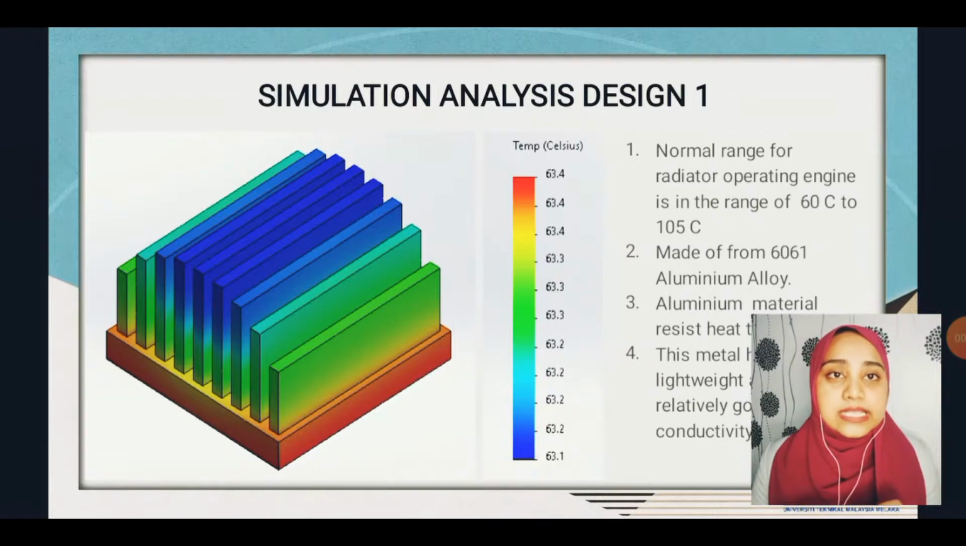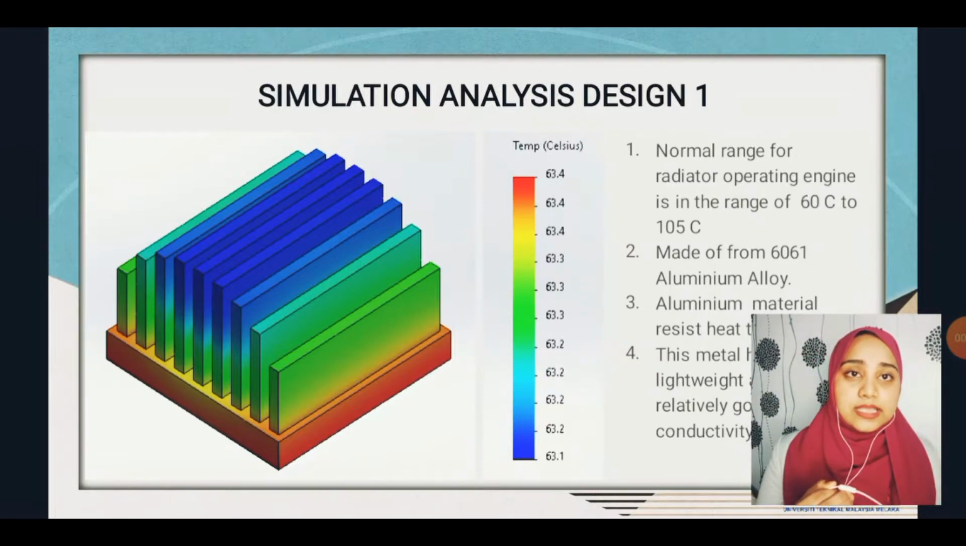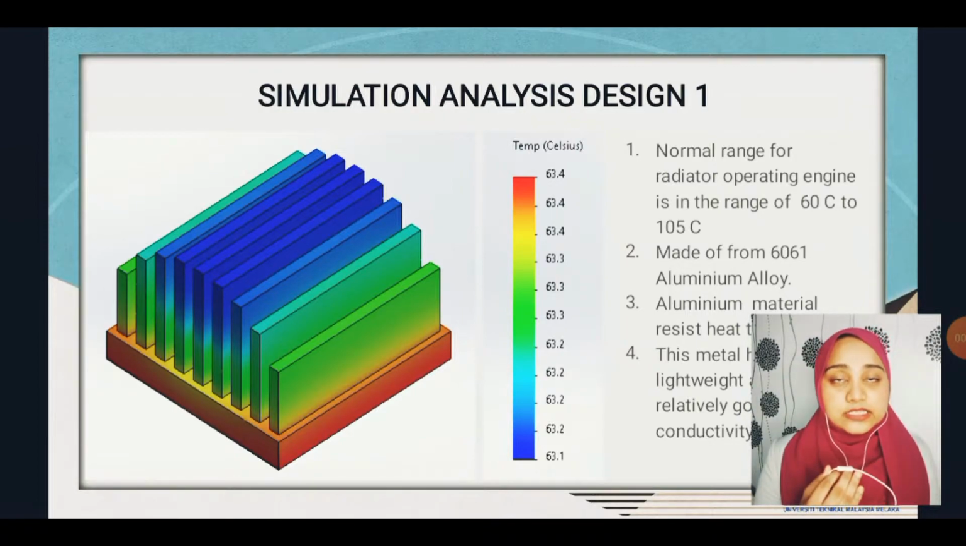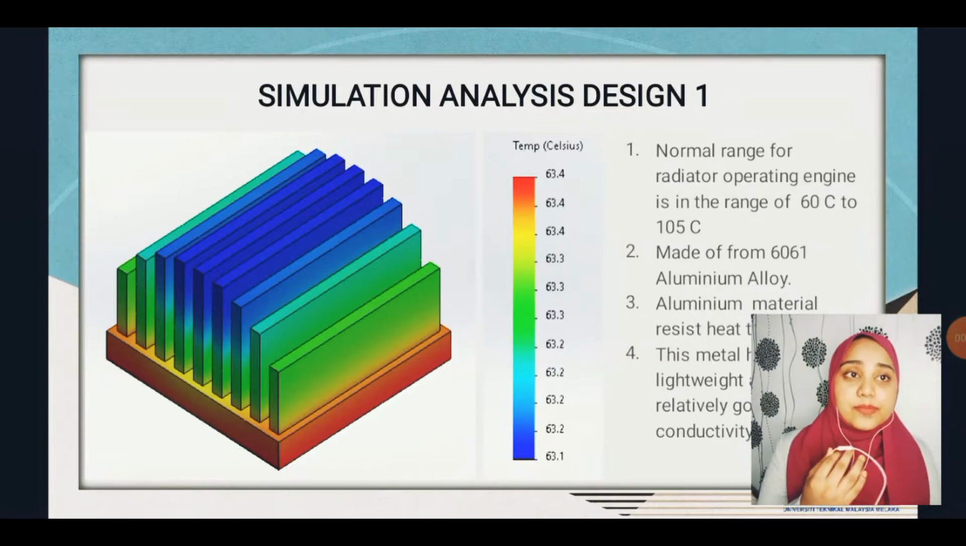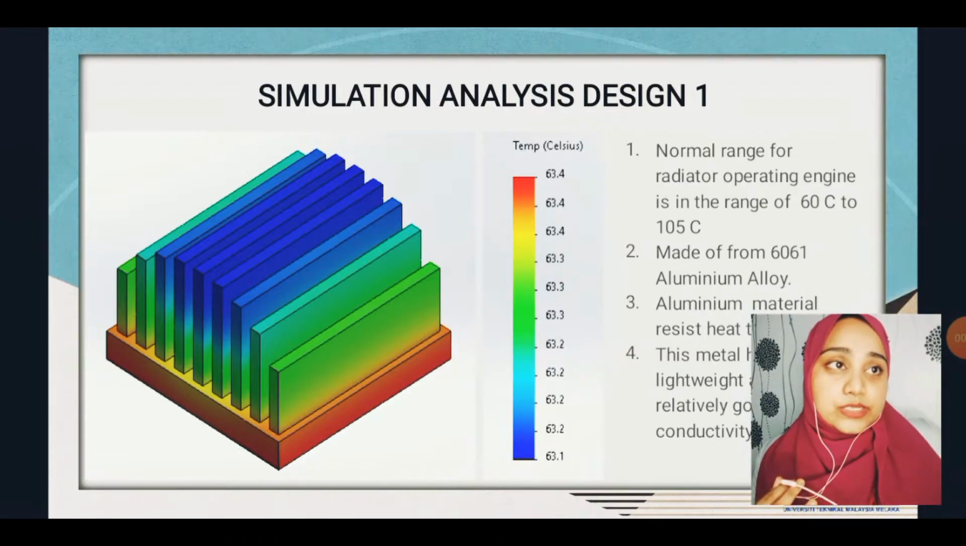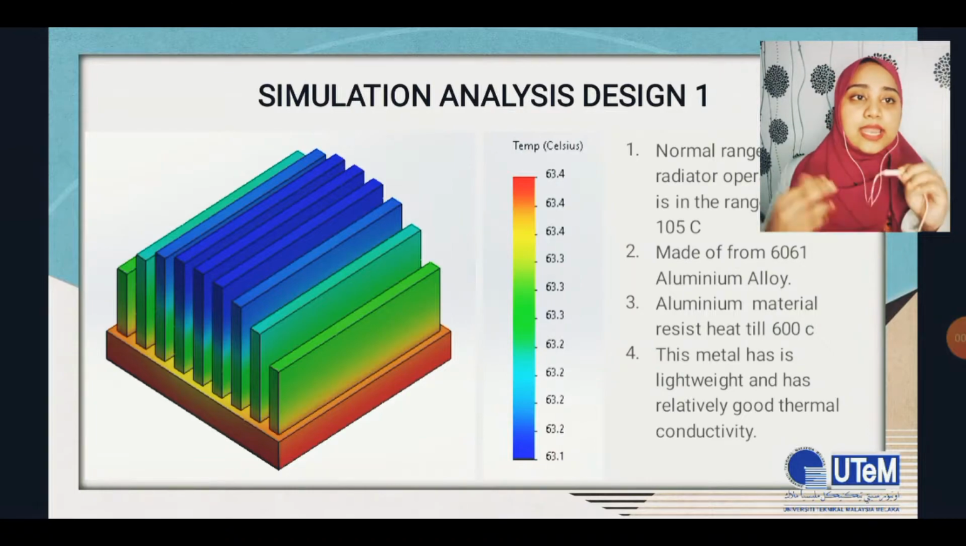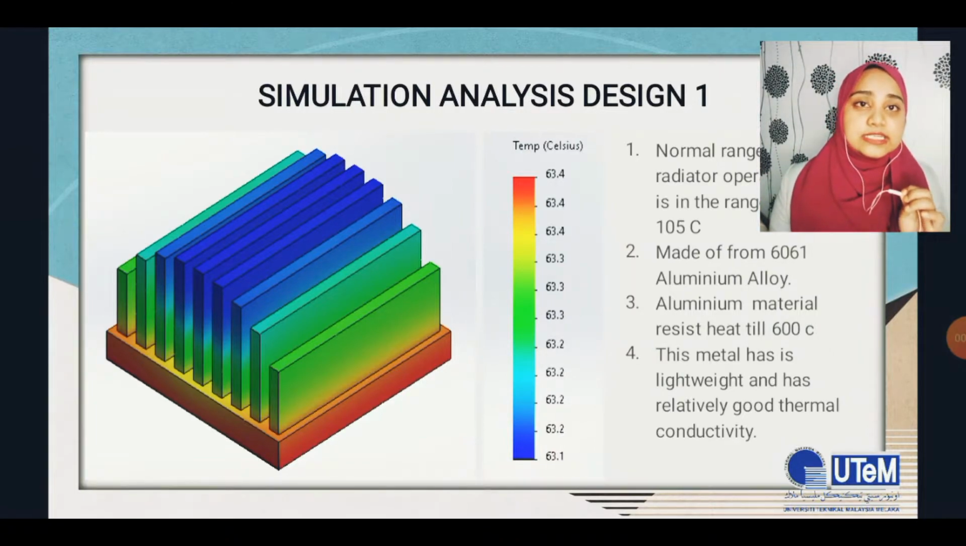This material is made from 6061 aluminum alloy. Why do we choose aluminum alloy? Aluminum alloy is a material that can resist heat up to 600 degrees Celsius, and it is also lightweight and has relatively good thermal conductivity.